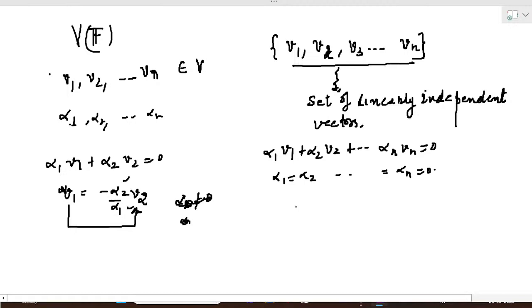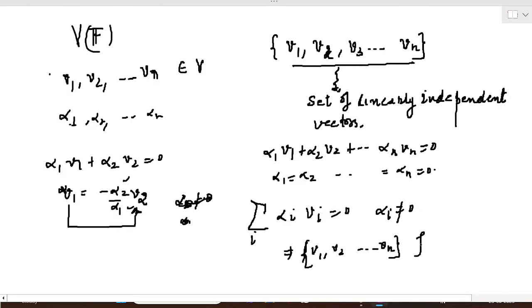So I can say, if summation alpha i vi is equal to 0, and it implies that alpha i is not 0, then I would say that my set v1, v2, up to vn forms a linearly dependent set. Is that clear or not clear? Please let me know. So at least some alpha i should be non-zero. For linearly independent ones, all of the alpha i should be zero. Is that clear?